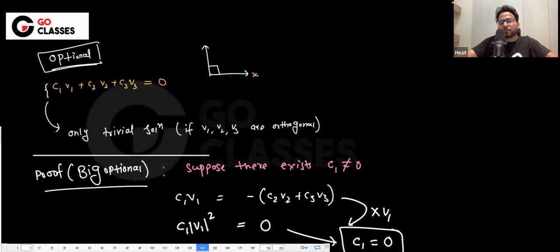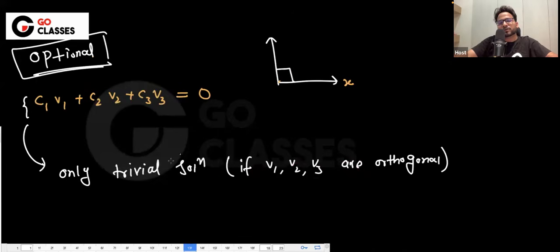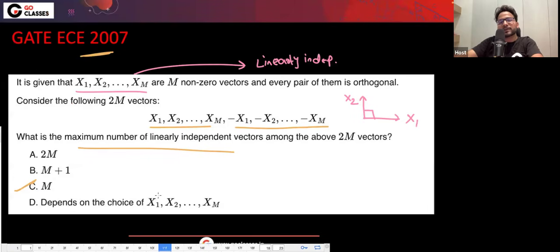Anyway, don't worry too much, it is just an optional thing. You can remember it like this: if they are perpendicular, then they must be linearly independent. So if they are perpendicular or orthogonal vectors, then they must be linearly independent. Okay, this is important.